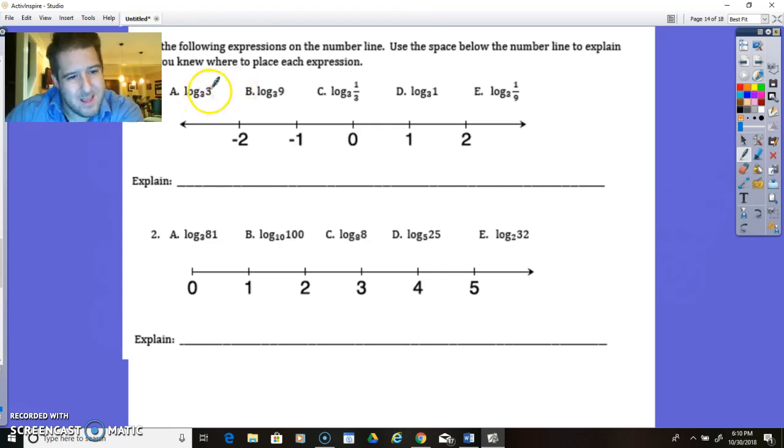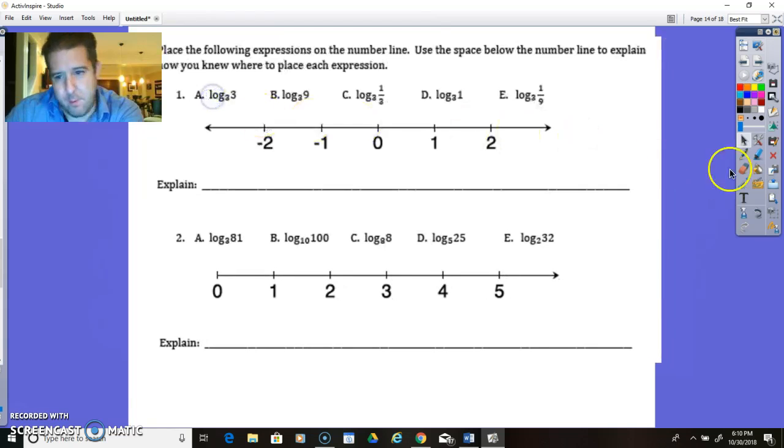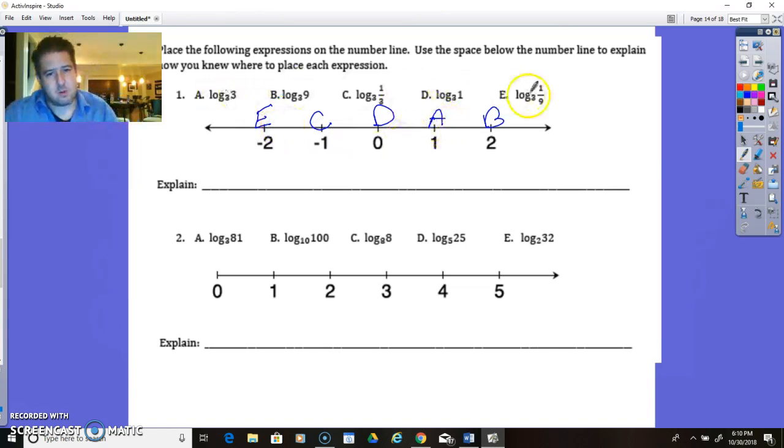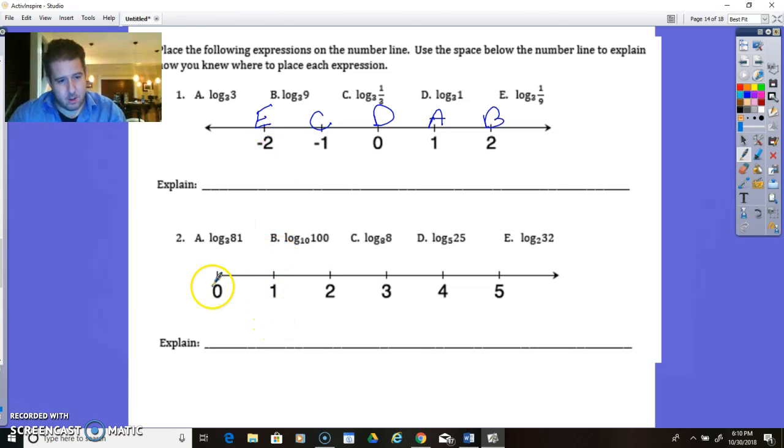3 to the what power is 3? That would be 1. So A, okay, I can't move it, so A goes at 1. 3 to the what power is 9, and that would be 2. There's B. 3 to the what power is 1/3, and that would be here. 3 to the what power is 1, that would be here. And 3 to the what power is 1/9, that would be here. So now those are easy because those numbers actually had integer answers. And it's not always going to be that way.